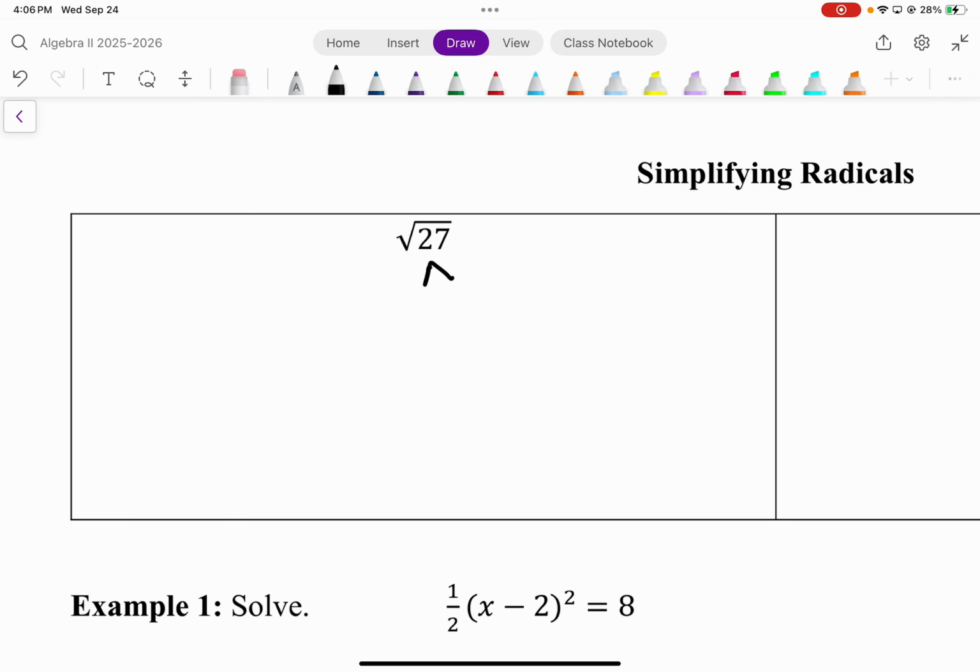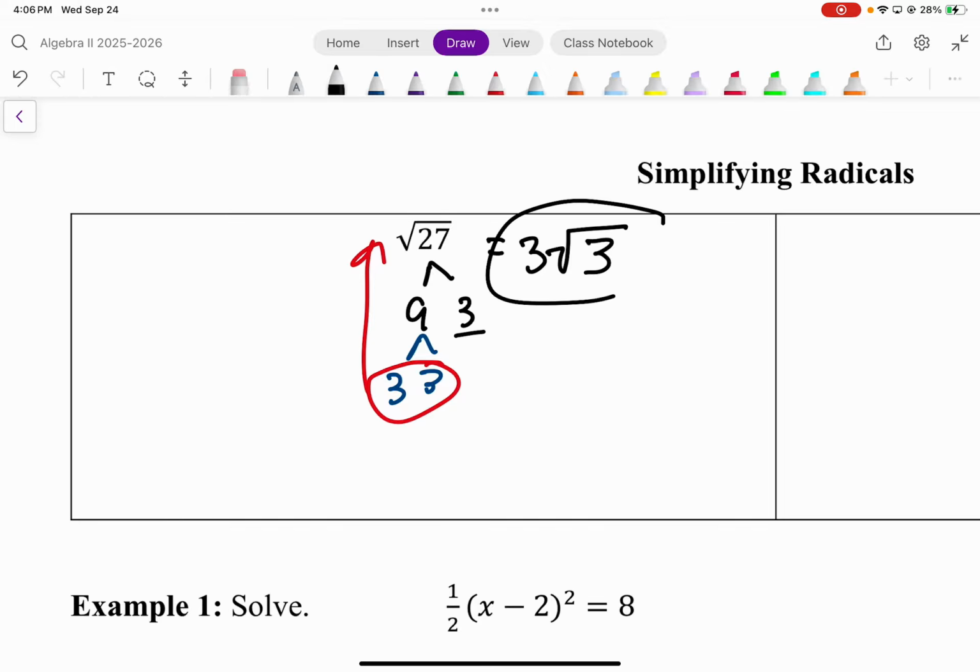So if we have the square root of 27, that could factor into 9 and 3. And then the 9 can factor into 3 and 3. When you are simplifying a square root, you are going to find pairs of 2 that can go outside of the radical. So for this one, we would end up with 3, and then anything that doesn't have a pair stays underneath the square root. So it would be 3 square roots of 3.